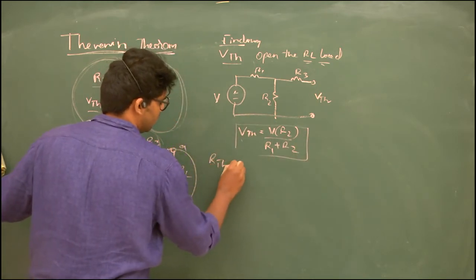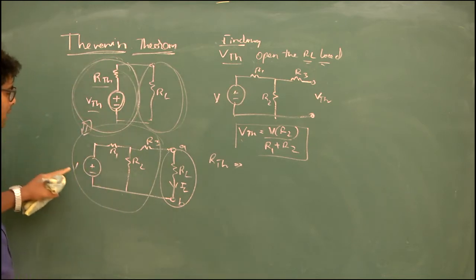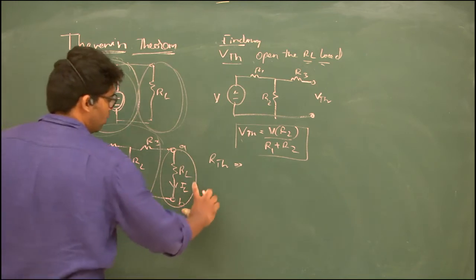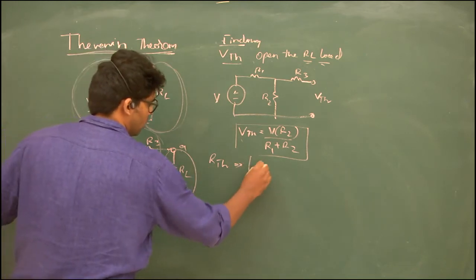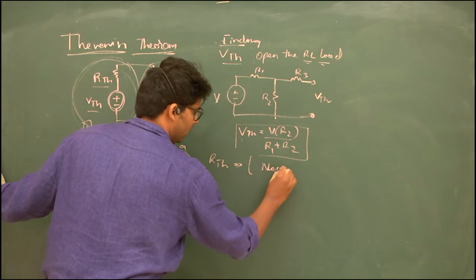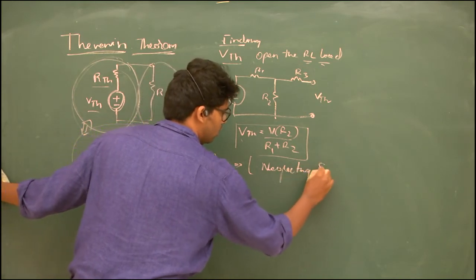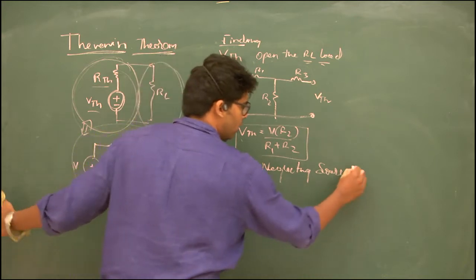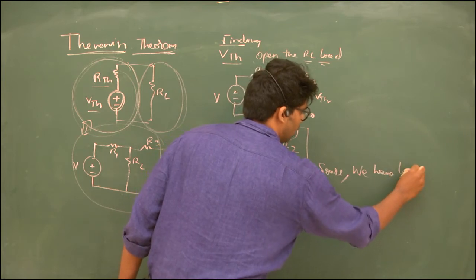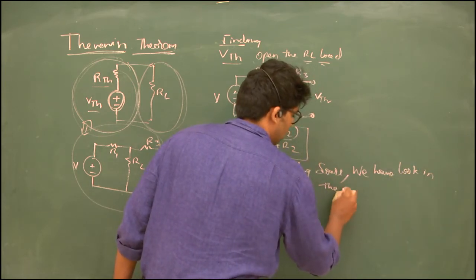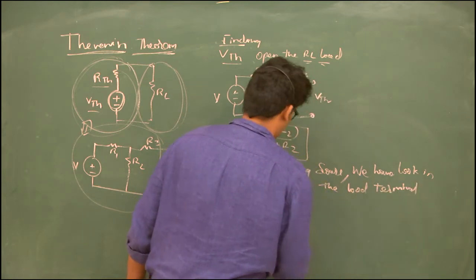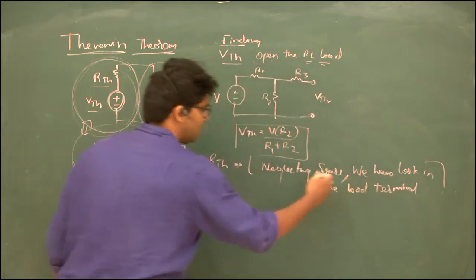To find R Thevenin, we have to nullify the sources which are acting, and we have to look into the open load terminal. So nullify or neglect the sources, and look into the load terminal to find R Thevenin. I'll explain this with the circuit.